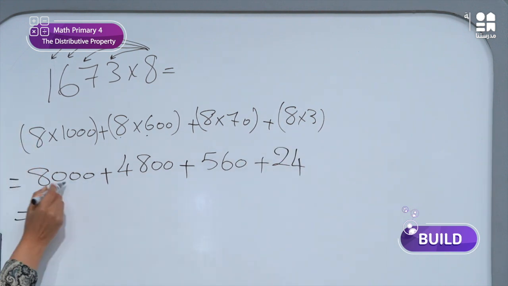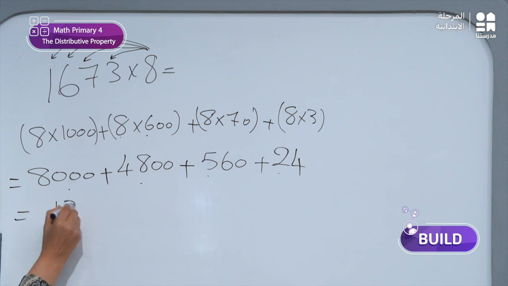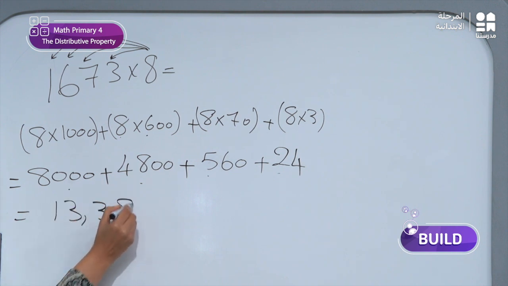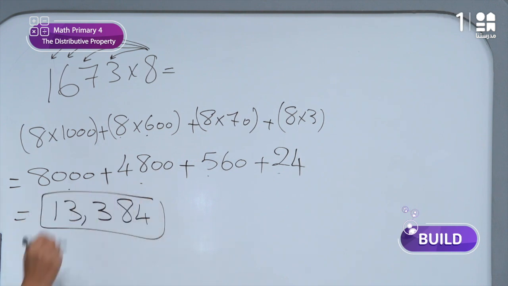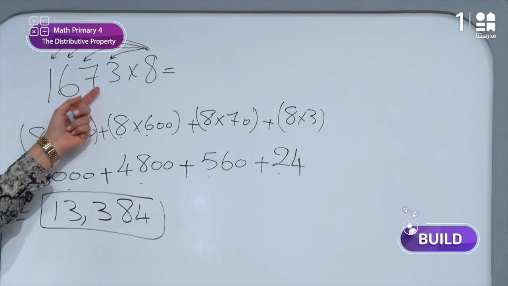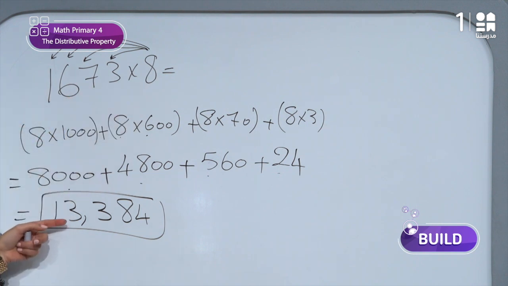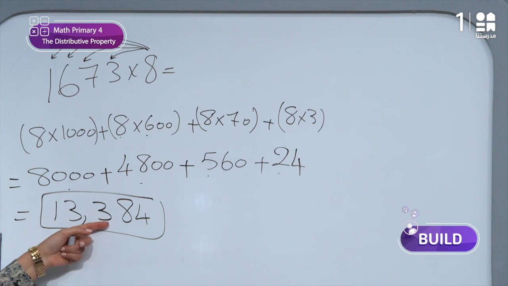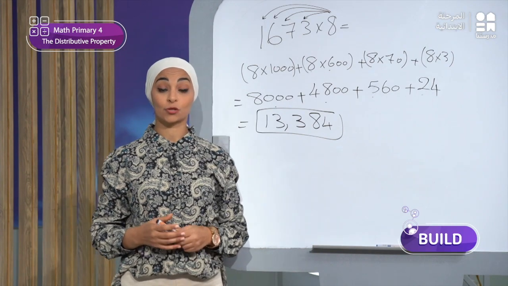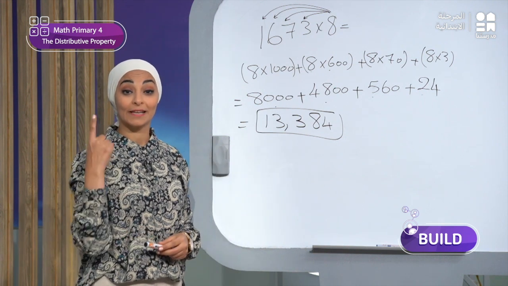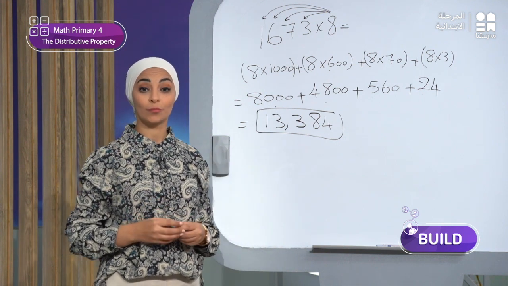And then, what is the next step? The next step, I will add all these numbers. So, when I add all these numbers, the answer will be 13,384, and this is my answer. It means 1673 times 8 gives me 13,384.